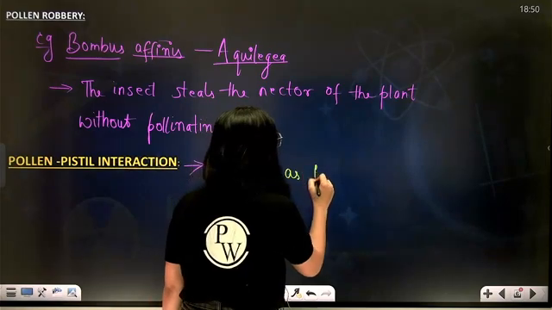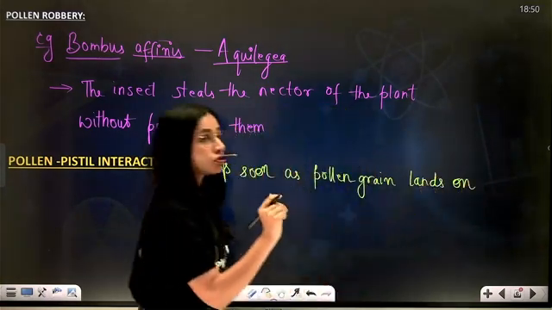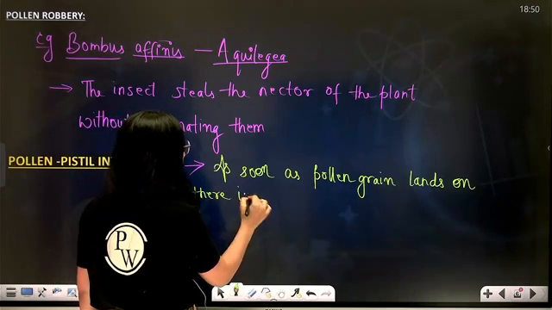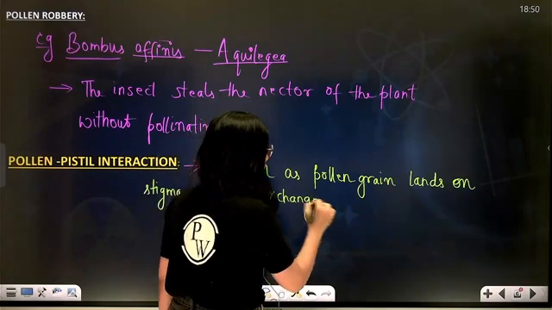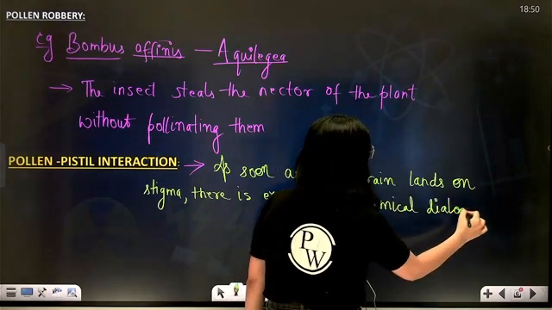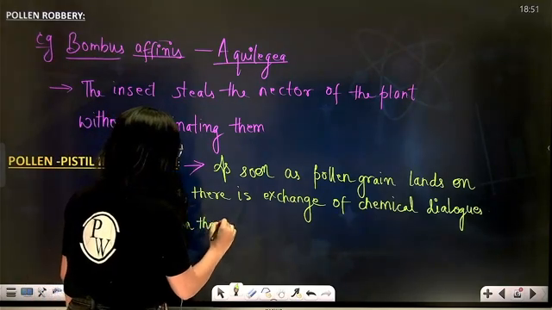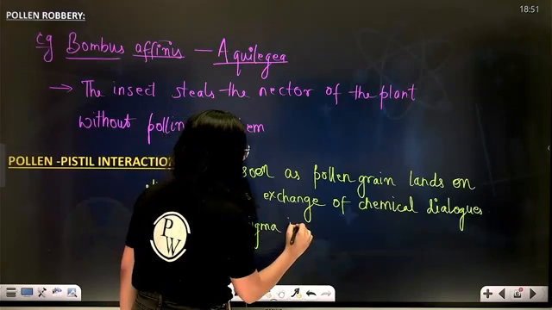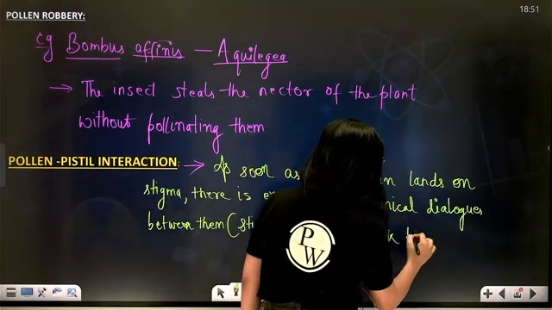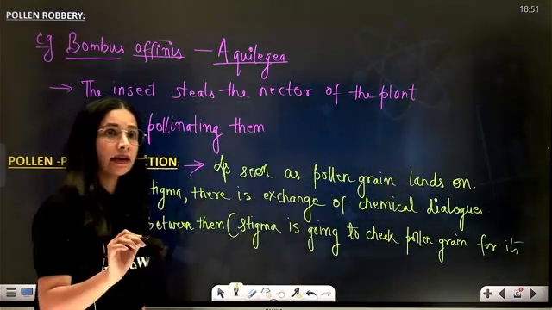As soon as the pollen grain lands on the stigma, there is an exchange of chemical dialogues between them. Chemical dialogues means the stigma is going to ensure, that is, the stigma is going to check the pollen grain for its compatibility.